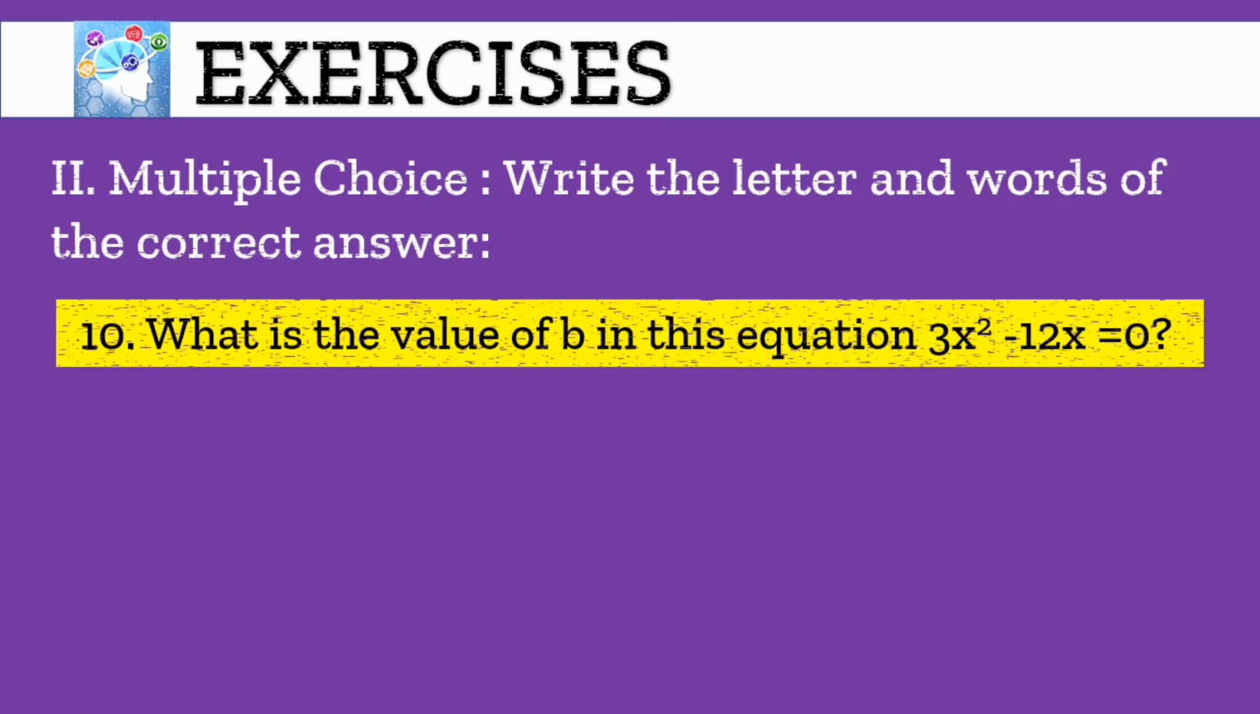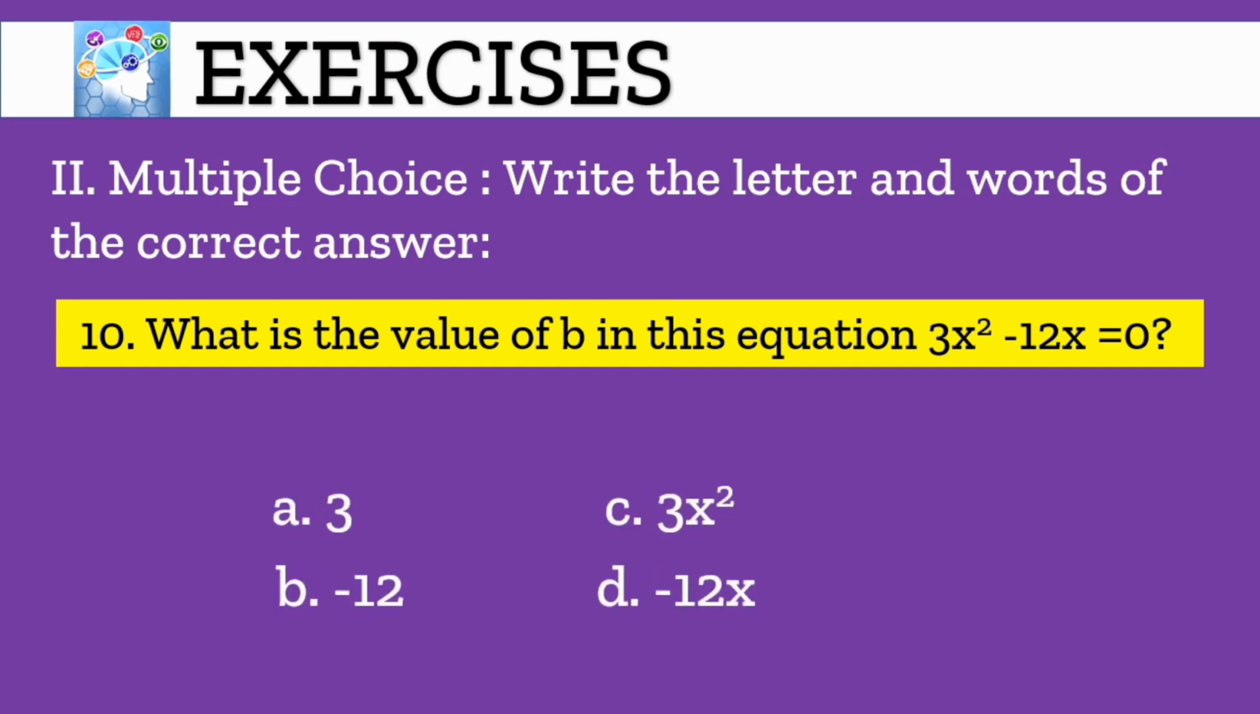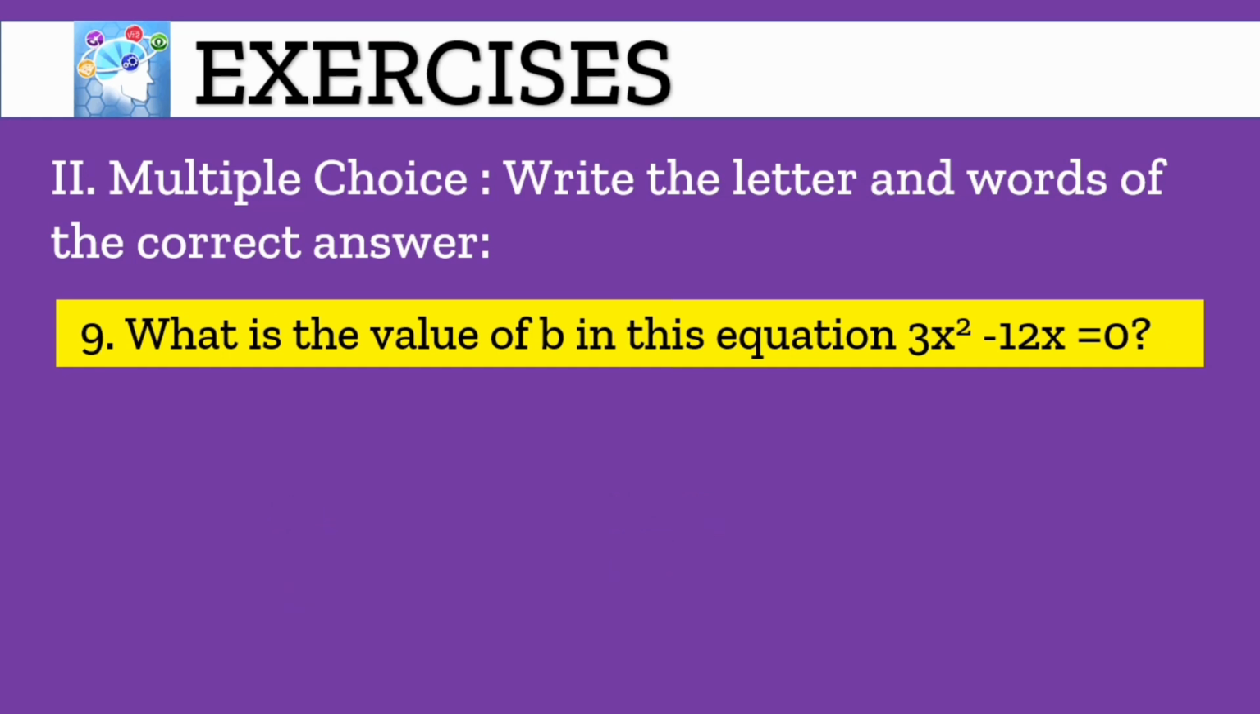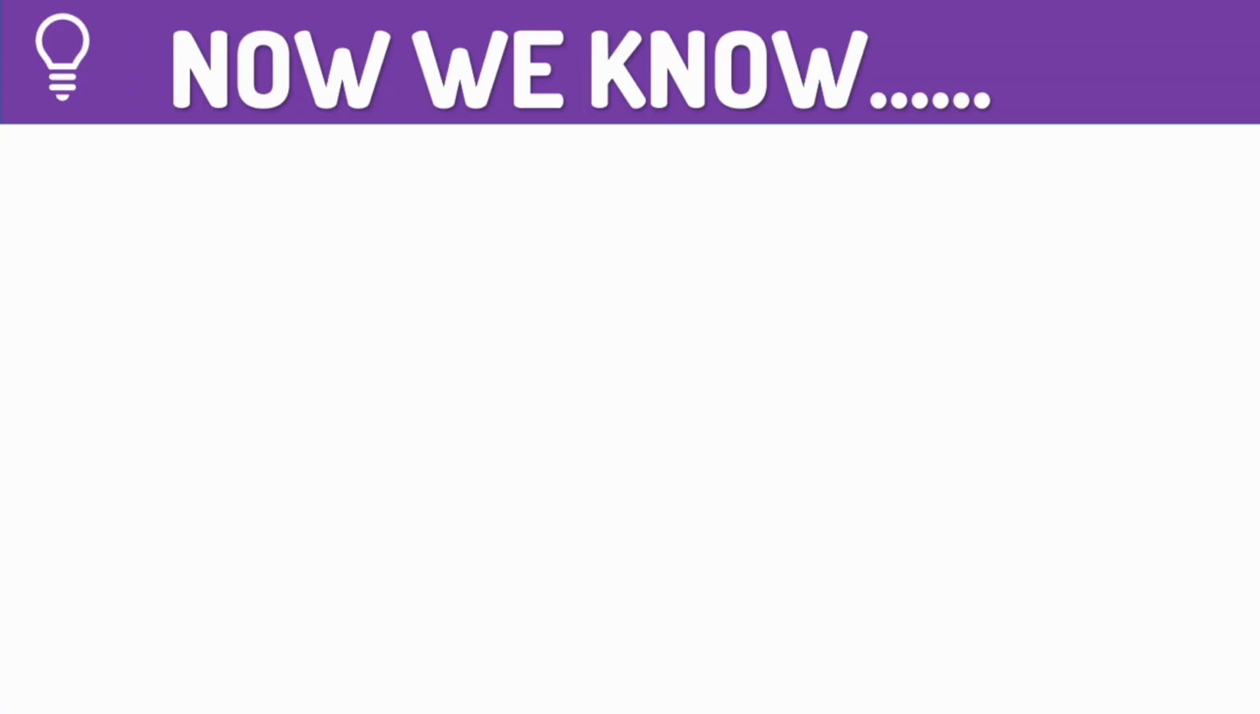And we also have the last one. What is the value of b in this equation? 3x squared minus 12x is equal to 0. Is it A, 3, B, negative 12, C, 3x squared, or D, negative 12x? Again, if we are asked to find b, the answer is only a number. So the answer here is B, negative 12. And that's it.